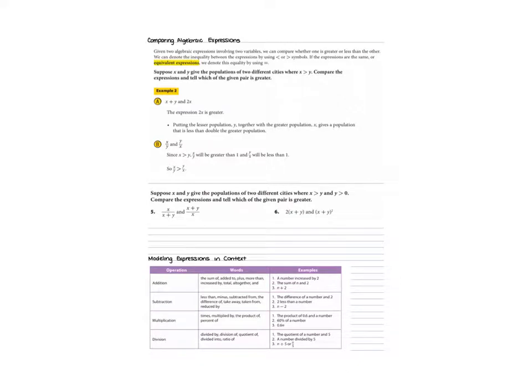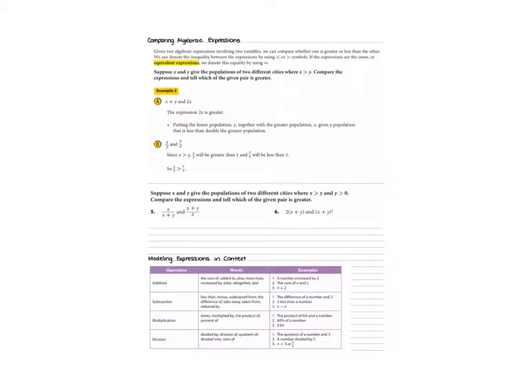If we look at the next set of examples, we're comparing algebraic expressions now. So we're looking for equivalent expressions. For example, 2a tells us that x plus y and 2x are those expressions. We're comparing the expressions and telling which of the given pair is greater. So the expression 2x is greater because if you plug in values for the x and the y, let's say x is 1 and y is 2, it tells you that x is greater than y.